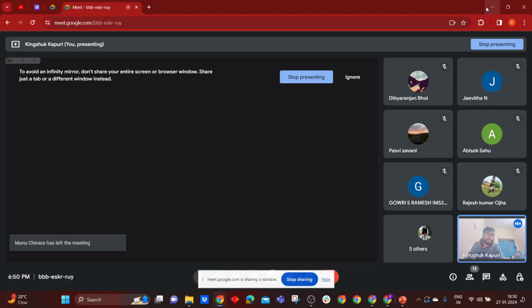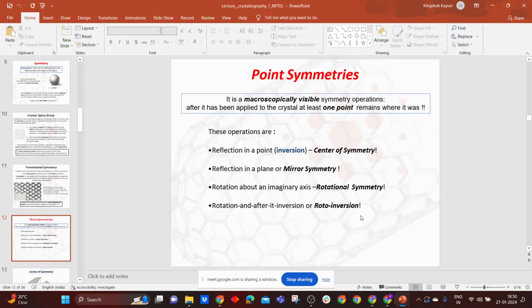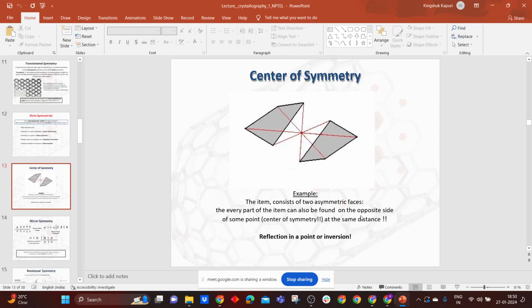Have you got the point I have been trying to explain? Yes, sir. Yeah, okay. Can you guys see the picture of the center of symmetry? Yes, sir.